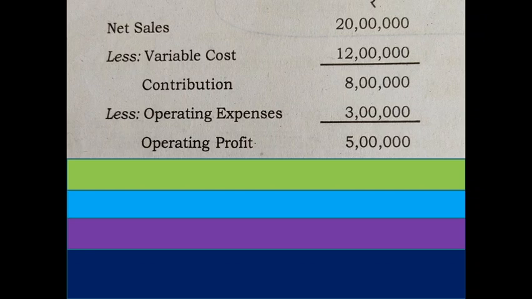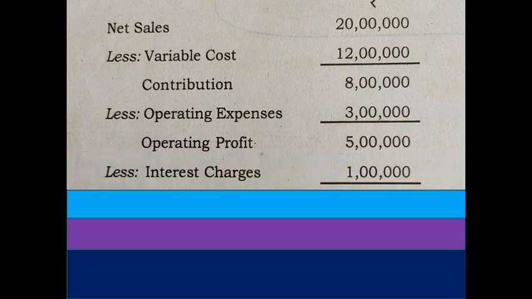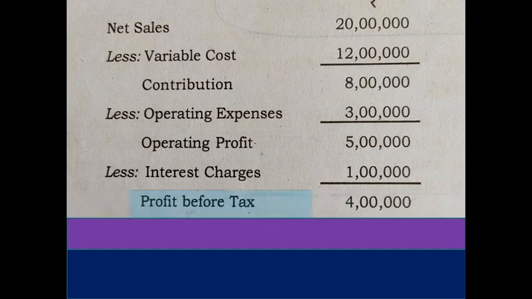From operating profit, you need to adjust non-operating expenses. In this case, in the question, it is already given interest charges 1 lakh. So if you deduct non-operating expenses, that is 1 lakh rupees, you will get profit before tax, otherwise known as earnings before tax, EBT. So for the computation of leverage ratios, you need to prepare or compute the income statement till this point.